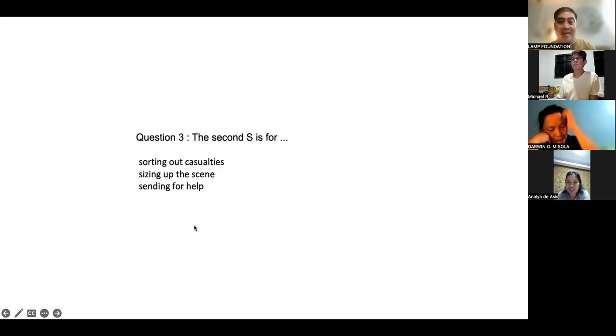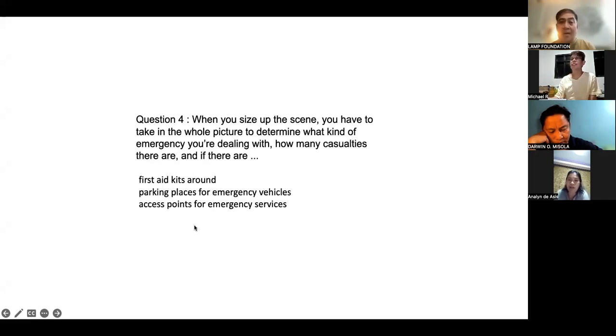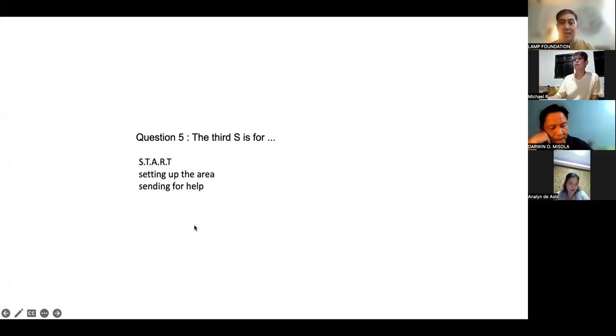The second S is for sizing up the scene. When you size up the scene, you have to take in the whole picture to determine what kind of emergency you're dealing with, how many casualties there are, and if there are access points for emergency services. Good. The third S is for start.